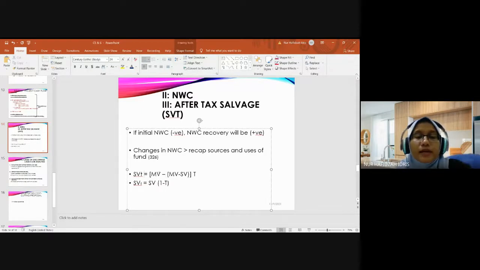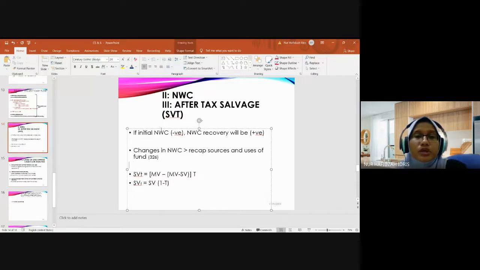MV stands for the market value. MV less the difference between the market value and the salvage value, SV is salvage value, times T, where T is the tax. Or you can apply SV times (1 less T). So at what condition will we use this formula and at what condition will we apply the other formula? Okay, it depends on the question lah.